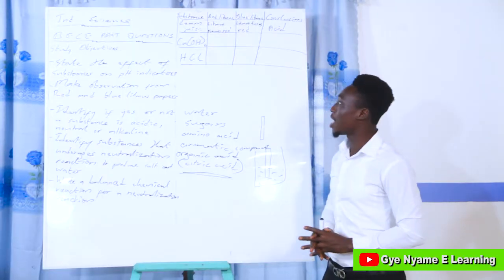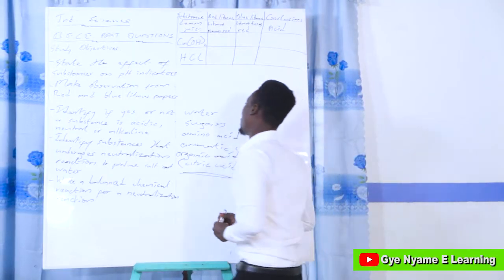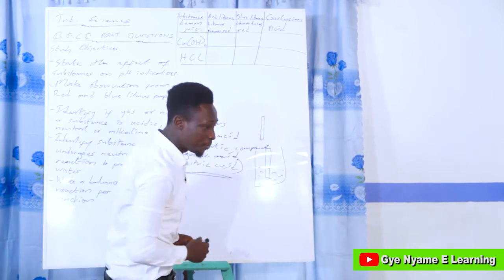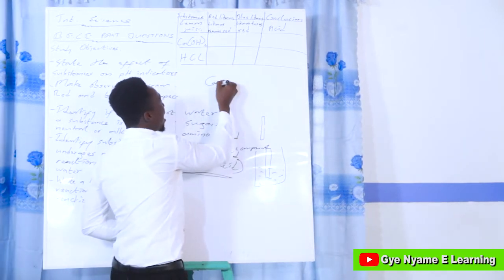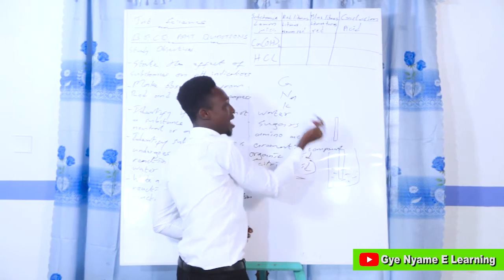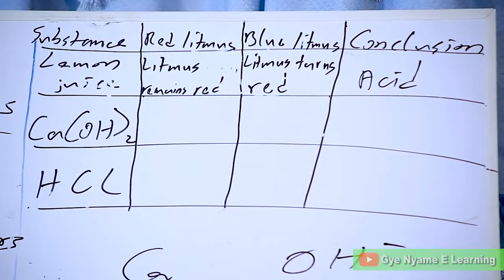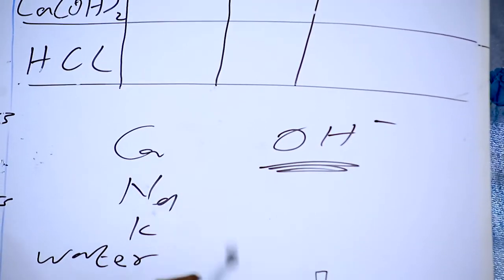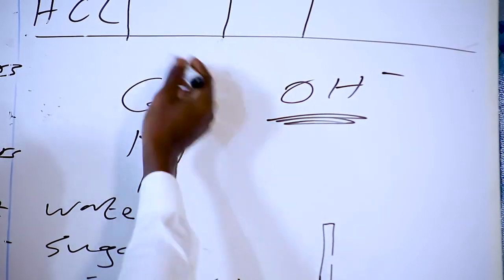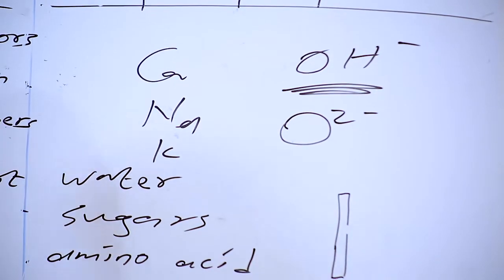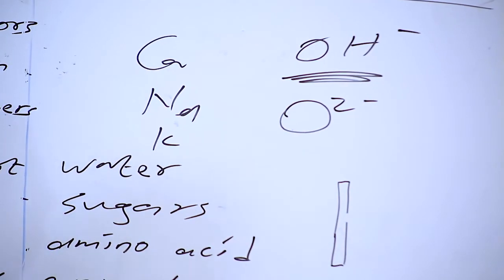Actually, I can give you a clue: anytime you have a compound that is made of a metal like calcium, sodium, or potassium with hydroxide ion, you'll be having a base. Or if you have any of these with an oxide ion, you'll be having a base. So keep that in mind. At least I've helped you with that.